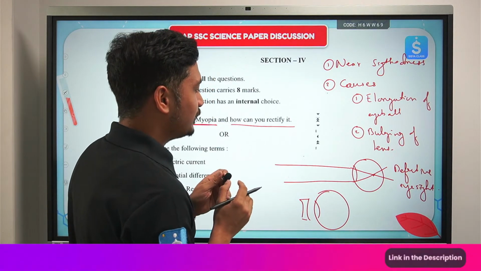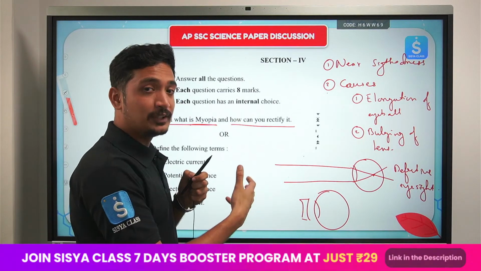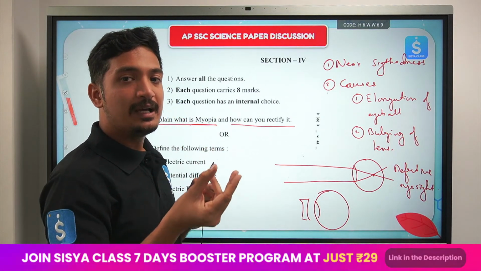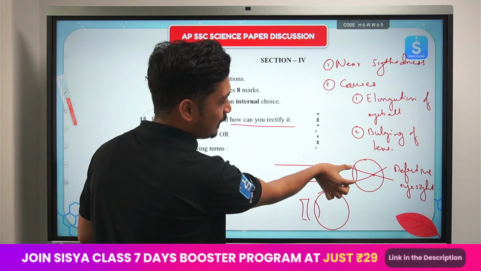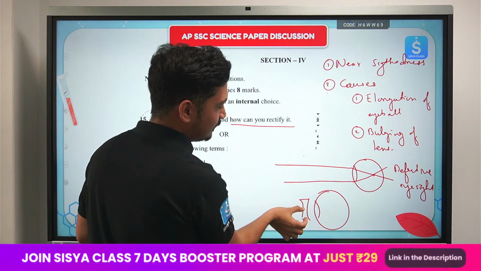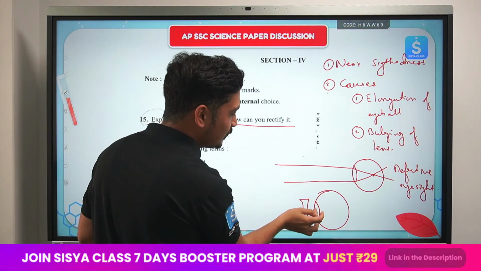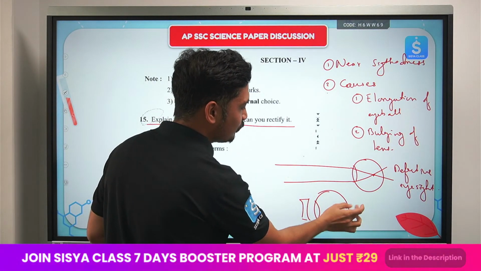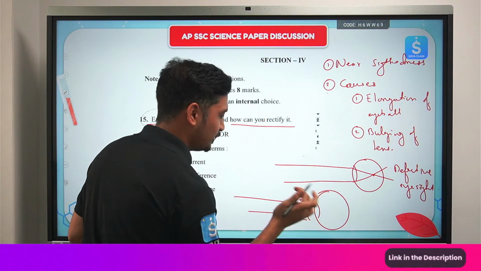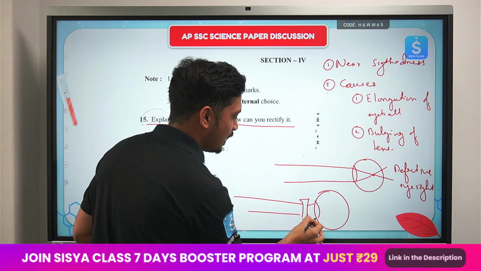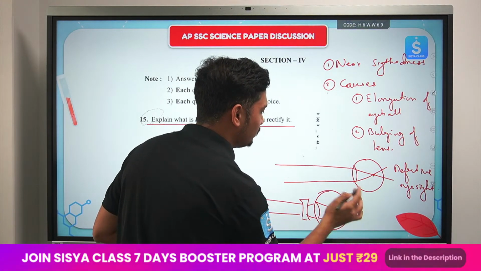Now what happens is this concave lens is actually a diverging lens, and divergence means what? It will move away the rays. So the rays which were being converged in a point, this concave lens will actually diverge to some extent, so that after convergence in the eye lens it will fall inside the retina. So first the rays will come over here. The first thing which will happen is divergence, and after divergence it will get converged to this point, and therefore we'll be able to see it.